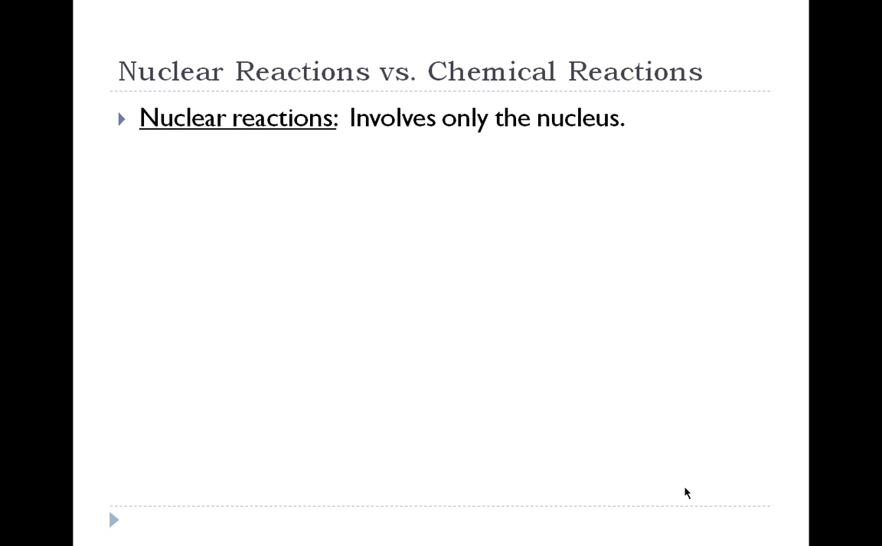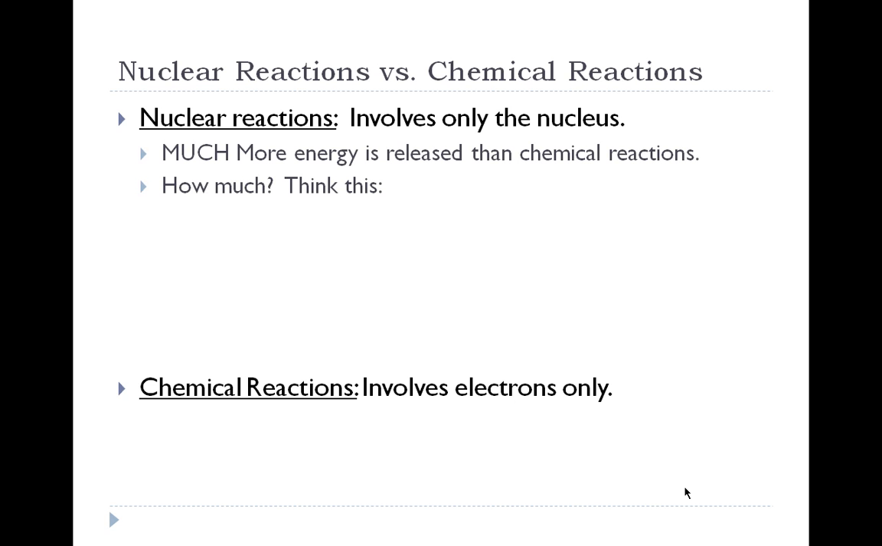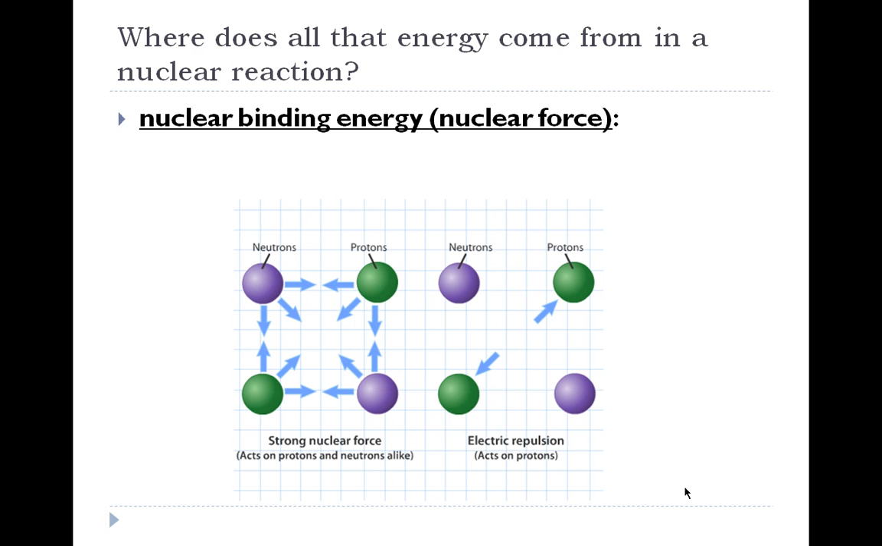Remember, nuclear chemistry only has to study the nucleus, so it only involves changes in the nucleus. Chemical reactions only involve changes with electrons, and that changes how things are bonded. Nuclear reactions have much more energy released than chemical reactions. How much? Think nuclear explosions. So where does all that energy come from in a nuclear reaction?